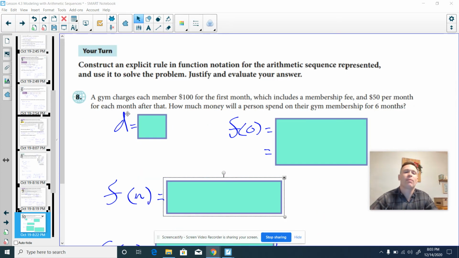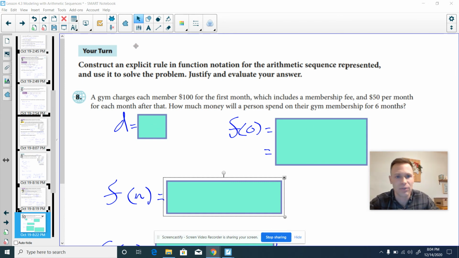Next problem. Jim charges each member $100 for the first month, and that includes the membership fee, and they charge $50 per month after that. How much money will a person spend on their gym membership for 6 months?